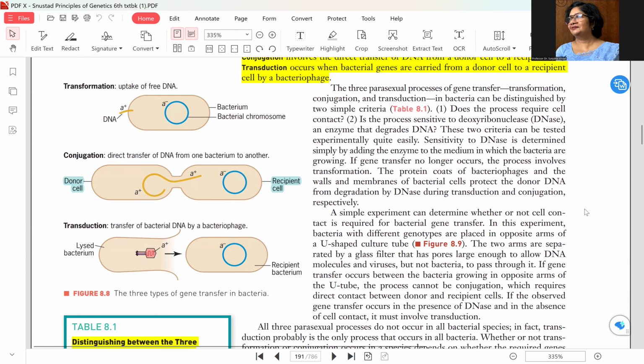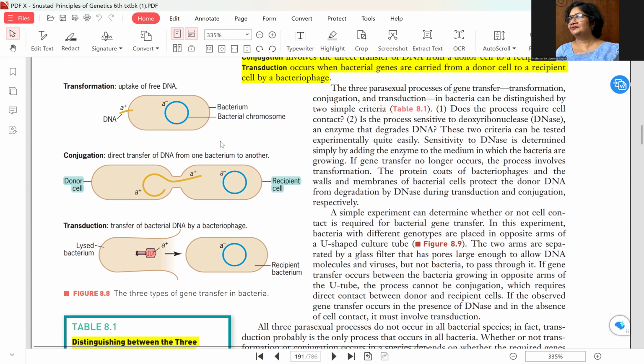These processes are demonstrated in the diagrams here. The first shows how transformation takes place. In this process, DNA enters into a bacterial cell. Once the DNA enters into the cell, it aligns with homologous sequence present in the bacterial chromosome and replaces the DNA in the bacterial chromosome through the process of recombination.